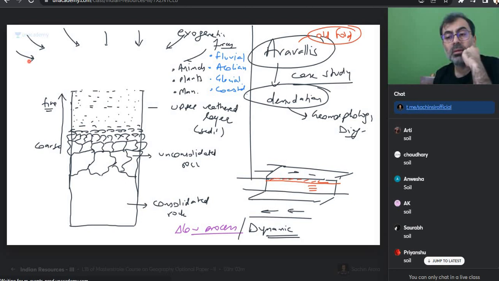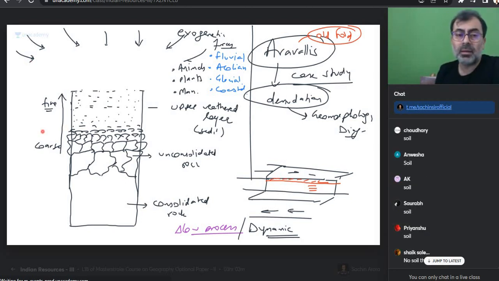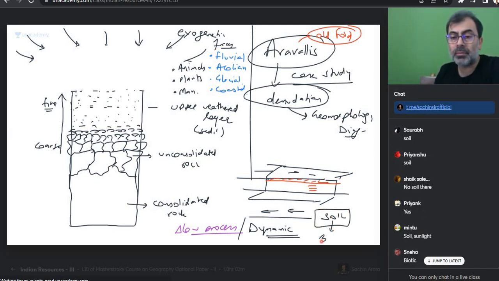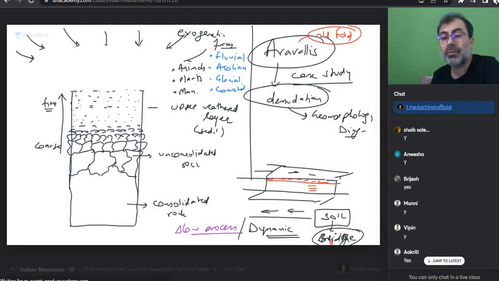Soil is missing. So what is soil? Soil is that dirty layer. Moon is dead right now. Yes or no? Moon is dead. You are alive. Soil is the bridge between dead and alive. Mintu, sunlight will be there, no? On the moon also there is sunlight, everyone? Bridge between dead and alive.